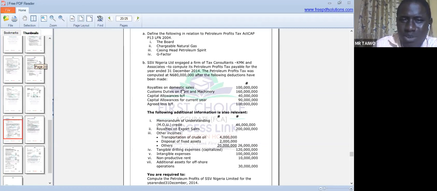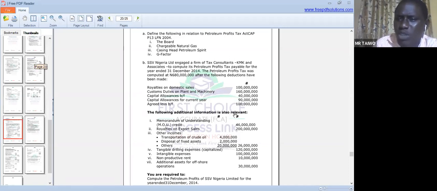Realty on domestic sales, custom duties and plant and machinery, allowance brought forward, allowance for the current year, agreed loss brought forward. These are liable expenses they remove. Now say they got a profit. They now tax it, and the tax is now 680 million. Can you not see? This one is not different from the one we did.